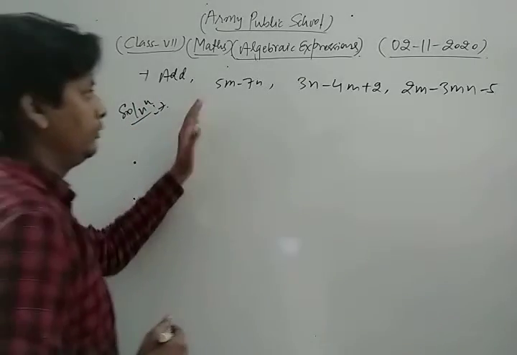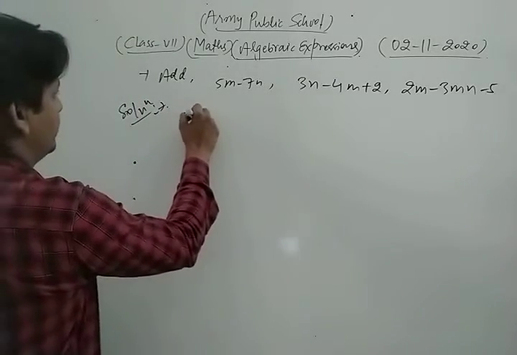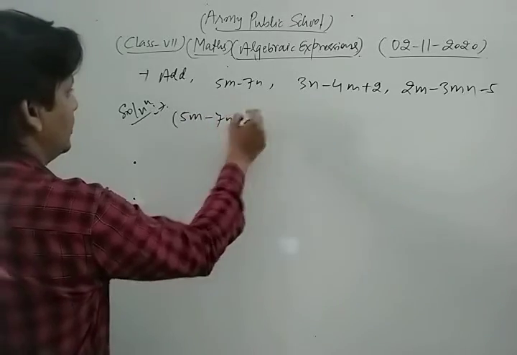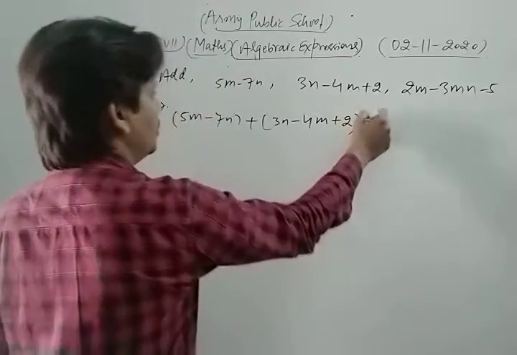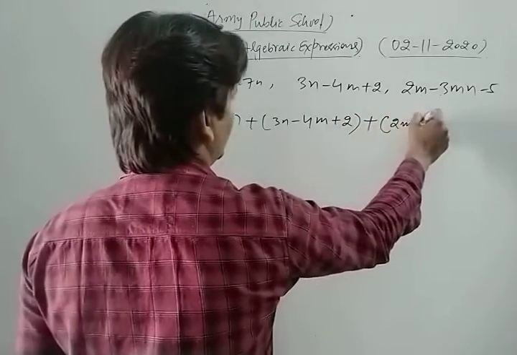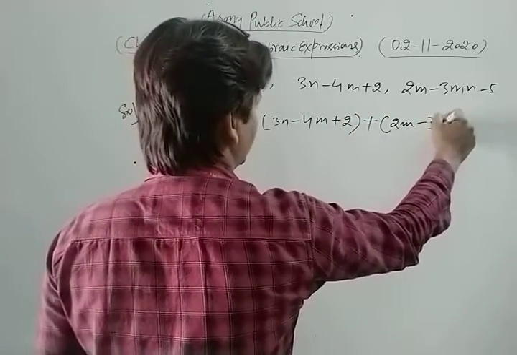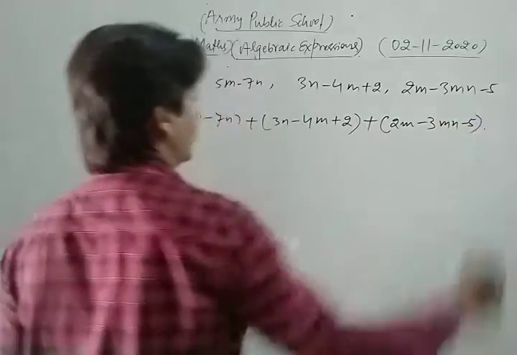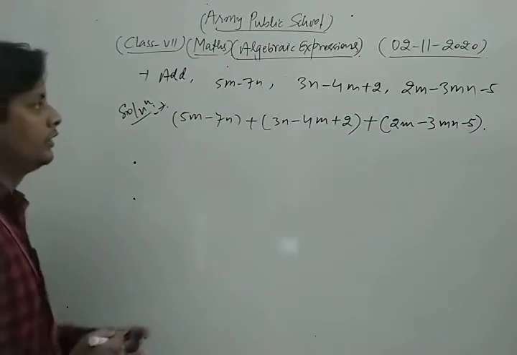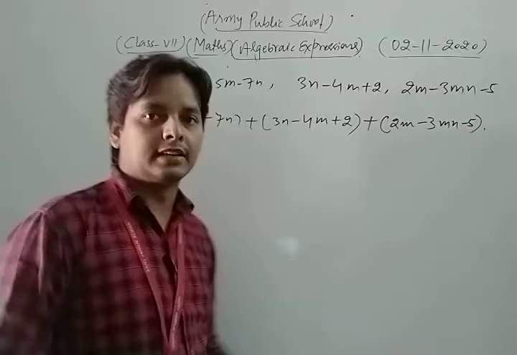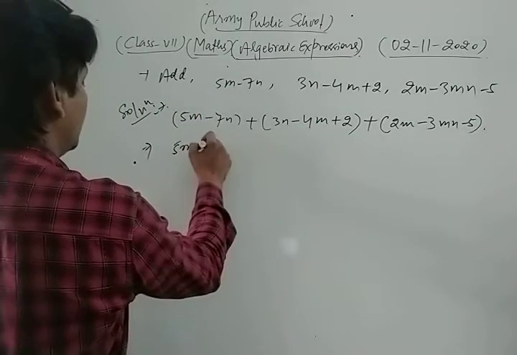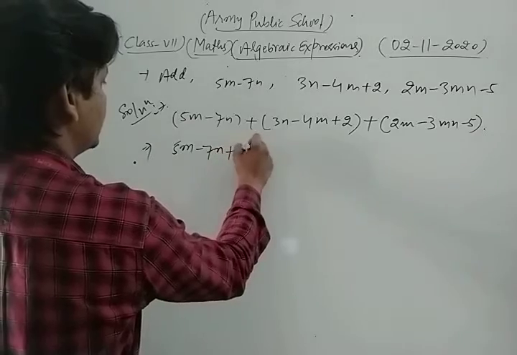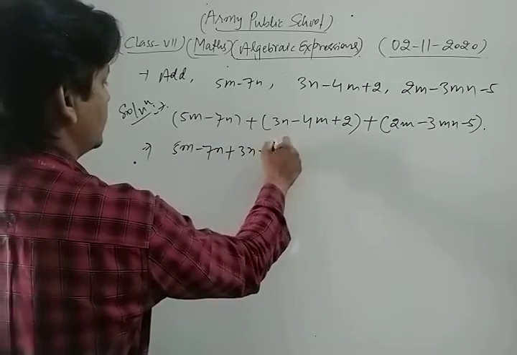Look, we add them. First of all, we write it this way: 5m minus 7n plus 3n minus 4m plus 2 plus 2m minus 3mn minus 5. Okay, now listen, first of all we break the brackets. Let's see. We can write 5m minus 7n plus 3n minus 4m.